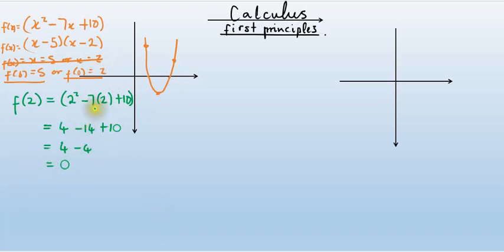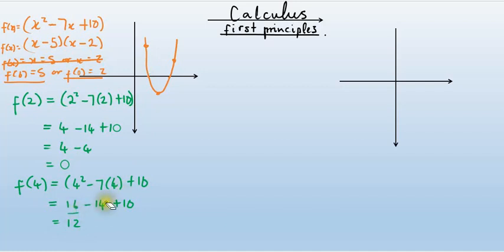How about, let's get another value, because we just got our x-intercept again. How about we use f of 4? So this means I'm going to substitute 4 where there is x, minus 7 by 4 plus 10. Right, and that is going to give me 16 minus 28 plus 10. It's a mistake earlier to have 12.